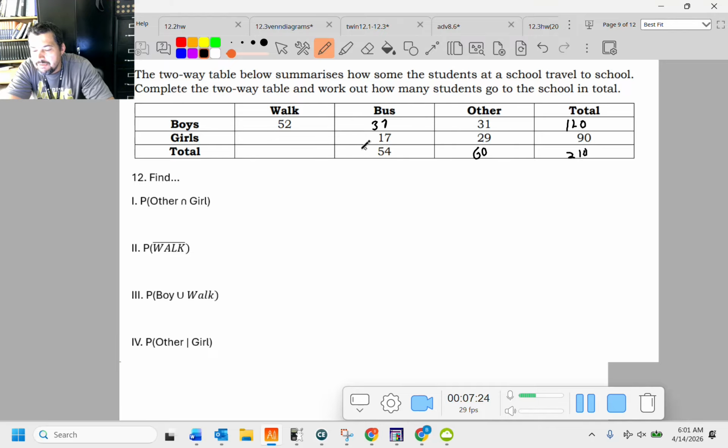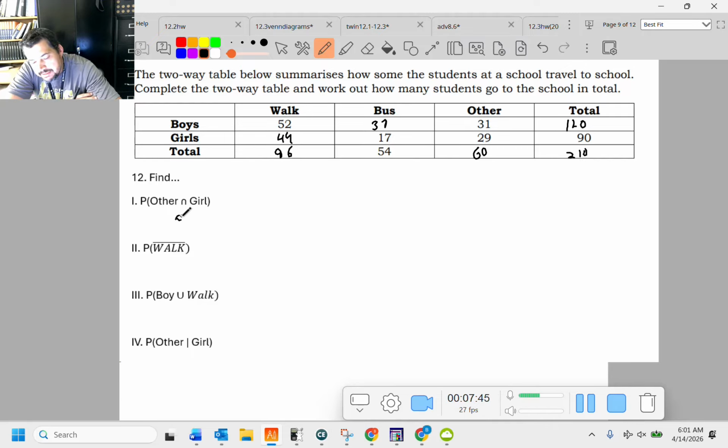We need to do some takeaway here, right? So we got 90 minus 29, which is 61. And we got to take away 17 more, which is 44. Then we add down, we get 96. And now we're ready to actually do these things.